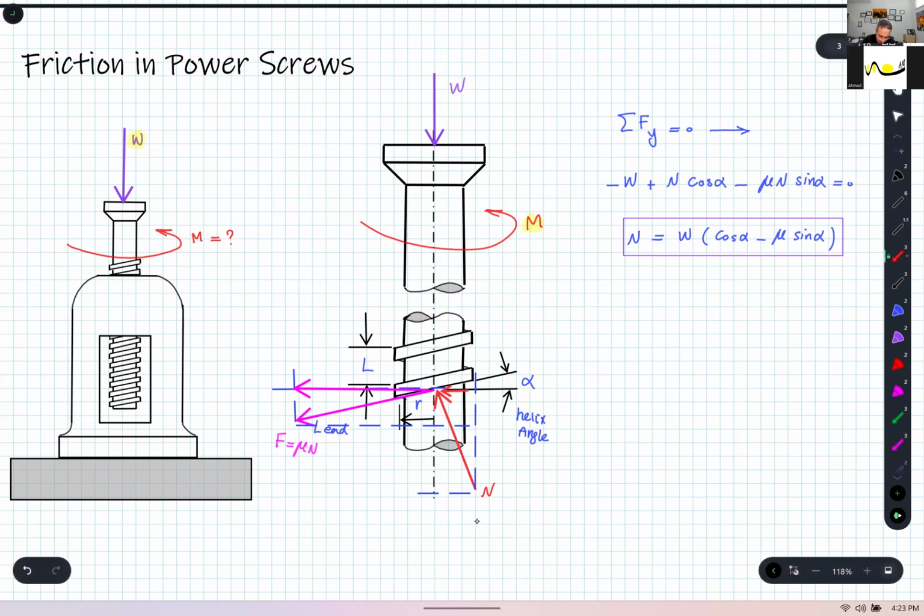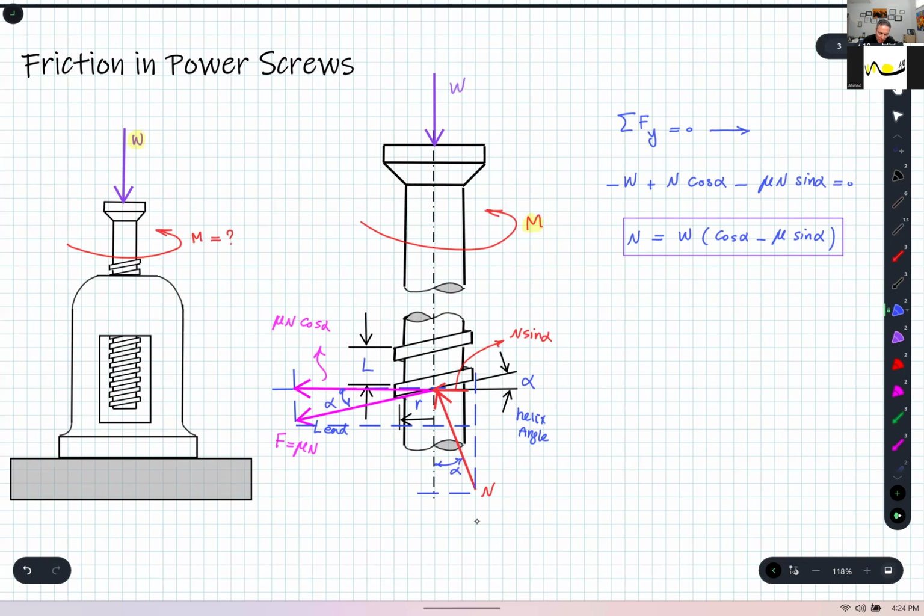And the component of the other load. So this load is going to be mu N cosine alpha, and this load is going to be N sine alpha. Remember that this angle is alpha, and this angle also is alpha. So these two loads create a moment about the axis.